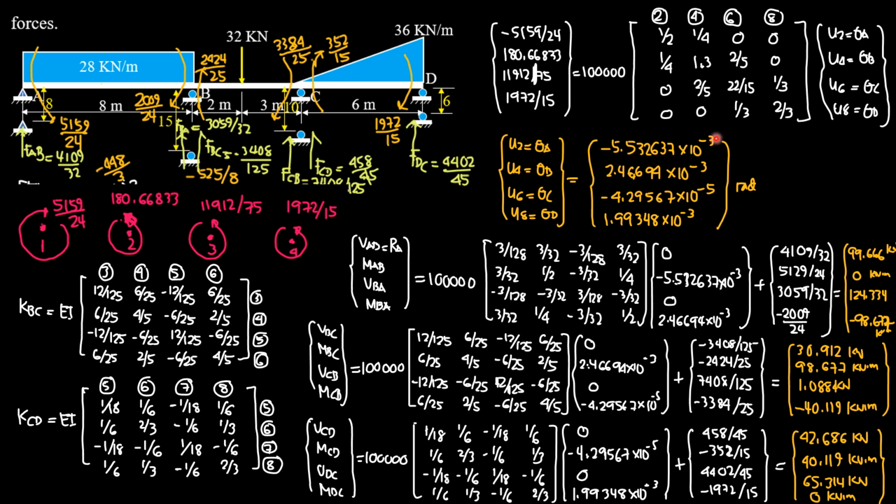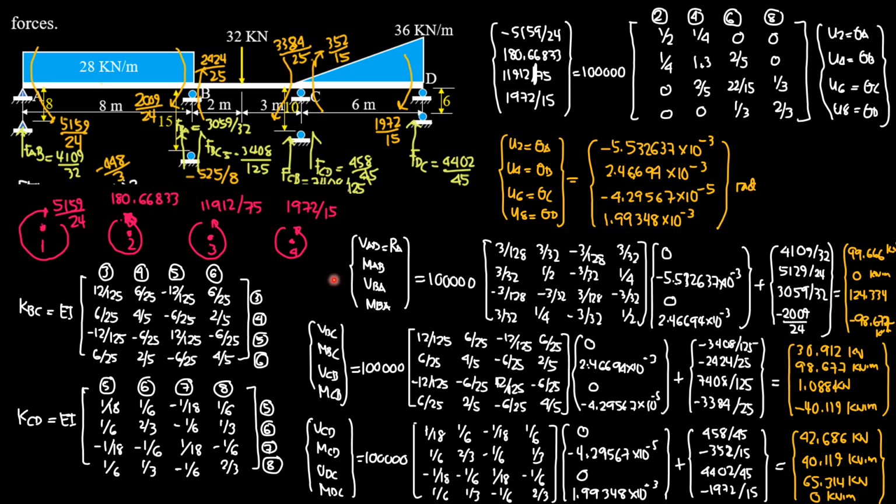So the result U2, theta A, U4, theta B, U6, theta C, U8, theta D is negative 5.532637 times 10 to the negative 3. U4, which is theta B, 2.46694 times 10 to the negative 3. U6, which is theta C, is negative 4.29567 times 10 to the negative 5. And U8, theta D, 1.99348 times 10 to the negative 3. All would be in radians or unitless.